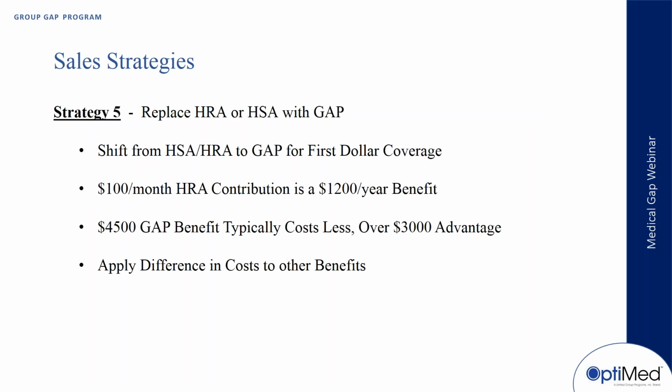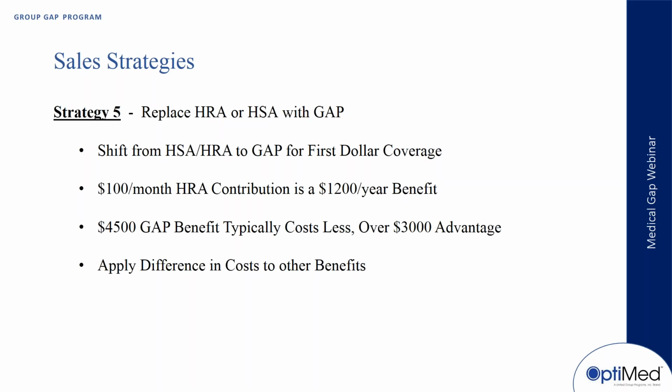So number 5, replacing an HRA or HSA with GAP, which is more often what happens. The reason you replace it, especially in the small group marketplace, is that a lot of groups like the concept of an HRA, but they don't like the exposure of an HRA, or the fluctuation of having to fund claims and not knowing how much you're going to have to fund month to month, or being put on a schedule.